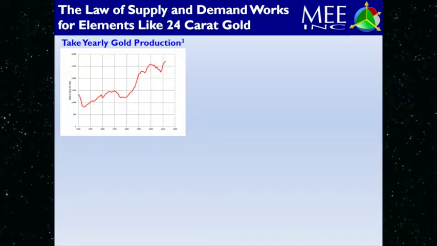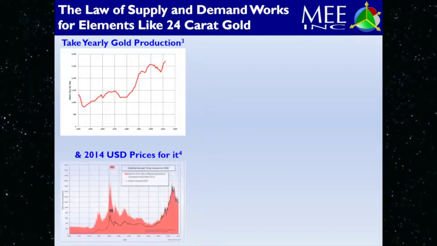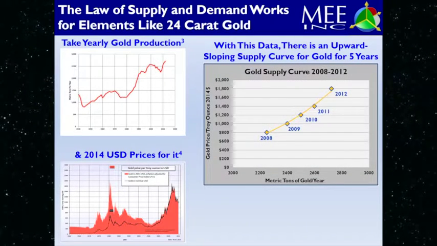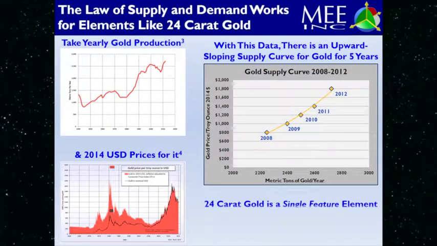If you were to take yearly production of gold, as shown here on this chart, and then wed that to the prices for gold, you could come up with a curve that looks like this for a 5-year stretch from 2008 to 2012, in which you see an upward sloping supply curve, again, quantity, in this case metric tons on the horizontal axis, versus price on the vertical axis, and there was an upward sloping supply curve for 5 years. But very importantly, 24 karat gold is a single feature element.